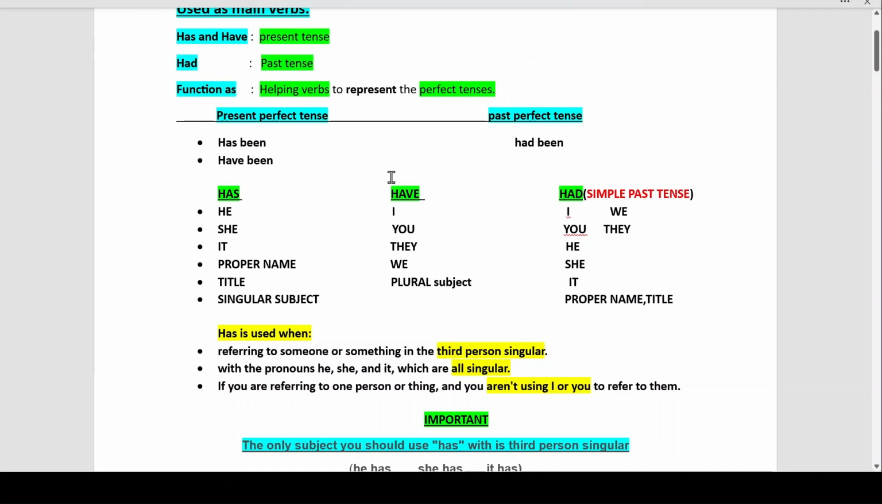Now, have is used for subjects I, you, they, we, and plural subjects. Plural subjects means they can be your plural nouns or they can be your plural pronouns. Now, had is used for simple past tense cases where it can be used for I, you, he, she, it, proper name or title, we and they. But all these things have to be in the past tense, which has already happened in the past.